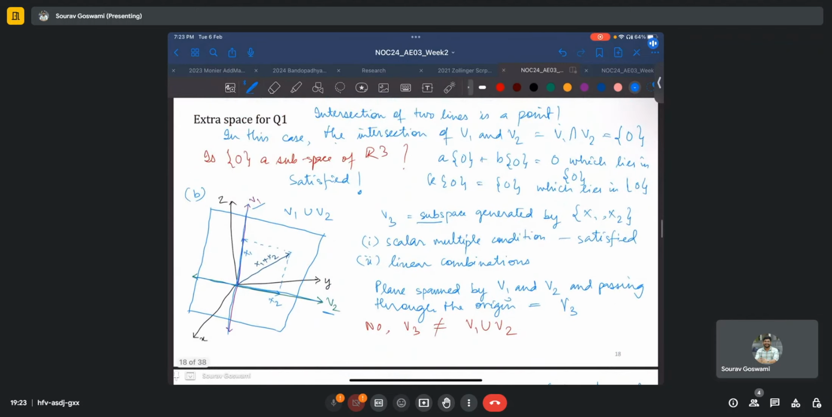So visualization helped in this case. We could draw and get a feel of the question. However, that was only possible because this was a question in R3. When we extrapolate this to further dimensions, visualization becomes difficult. However, the fundamentals and the governing principles remain the same.